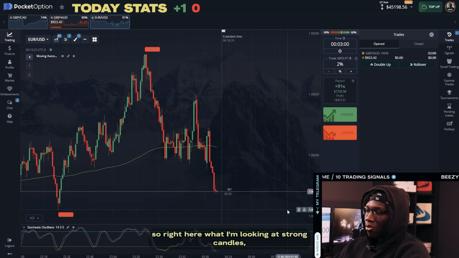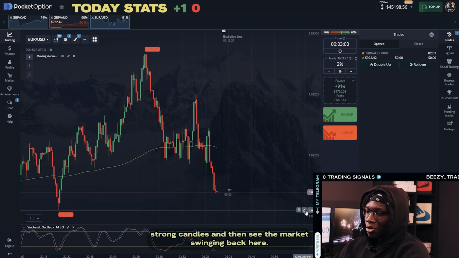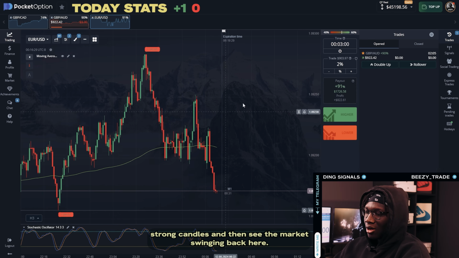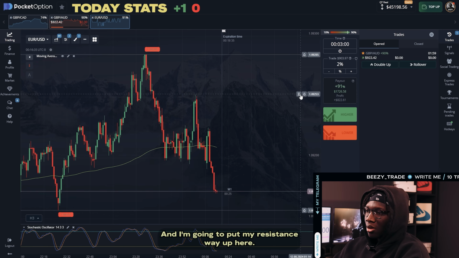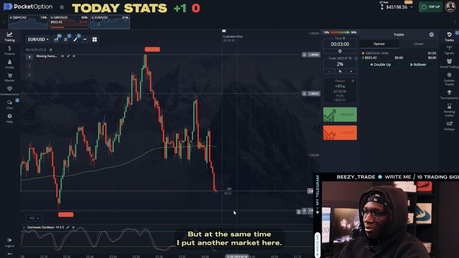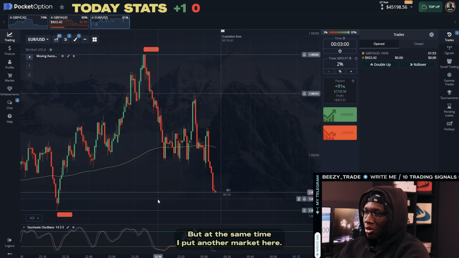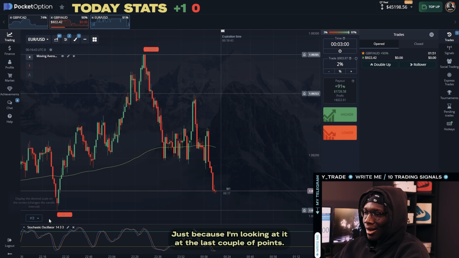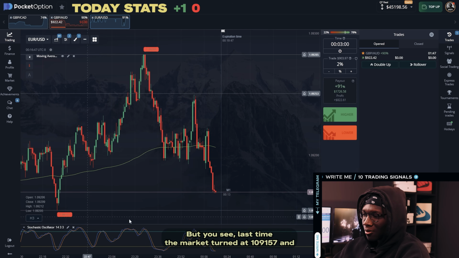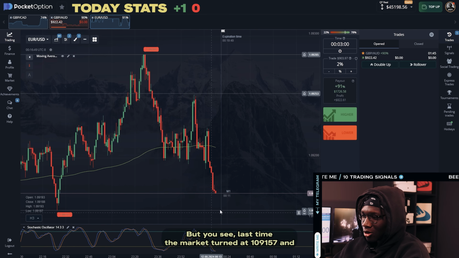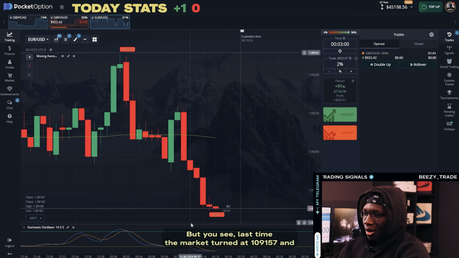So right here, what am I looking at? Strong candles. Well, let's see the market fighting back here. So I'm just going to put my recent support, and I'm going to put my resistance way up here. But at the same time, I put another marker here just because I'm looking at the last couple of points. And this also could put a point of reversal. But you can see last time the market turned at 109.157.